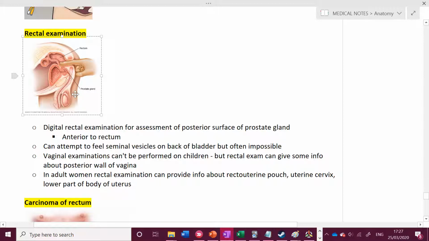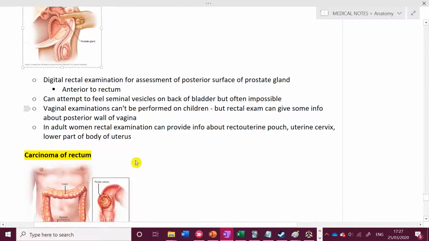Vaginal examinations can't be performed on children, but a rectal exam can give some information about the posterior wall of the vagina. In adult women, a rectal examination can provide information about the recto-uterine pouch, and the uterine cervix, as well as the lower part of the body of the uterus.